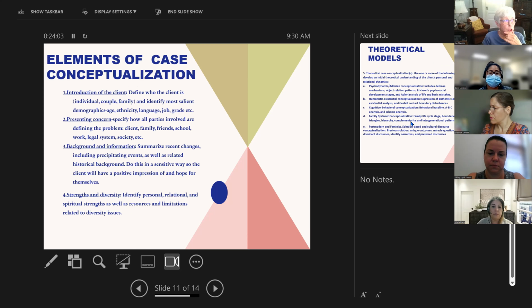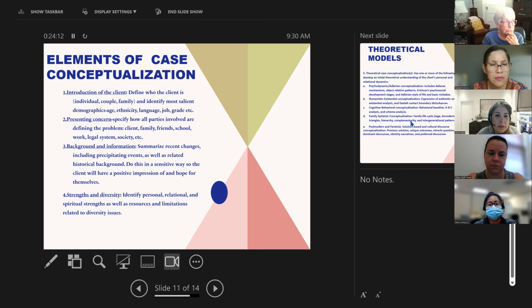Maria, would you read this about the elements of case conceptualization? Elements of case conceptualization. It's very tiny on my end over here. Let me see if I can move it up to a different screen.